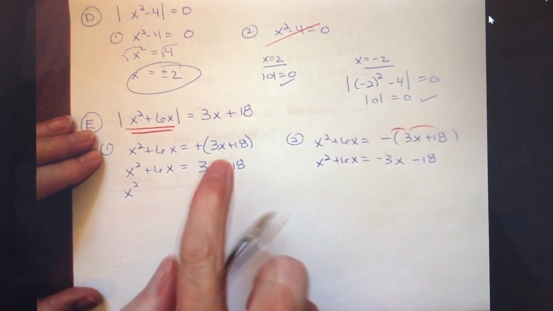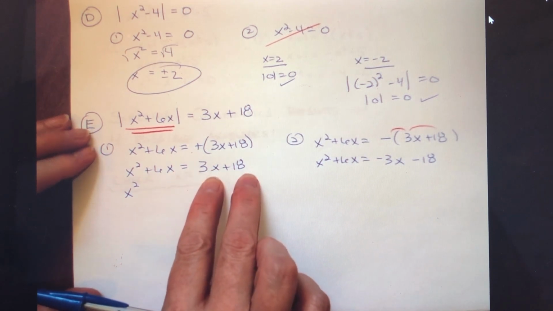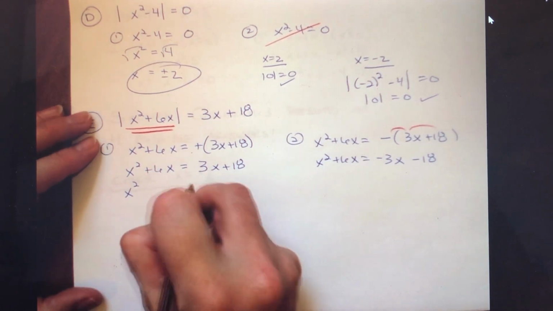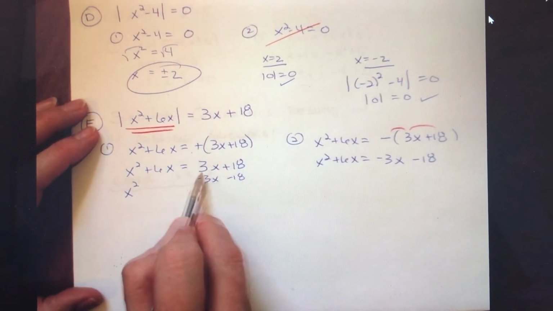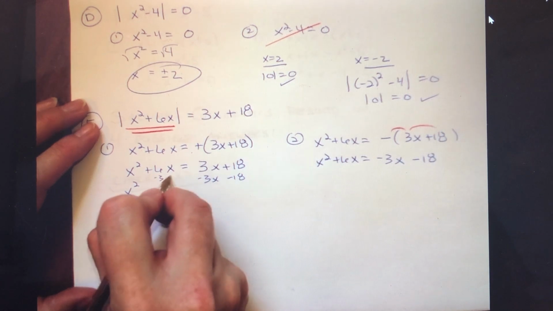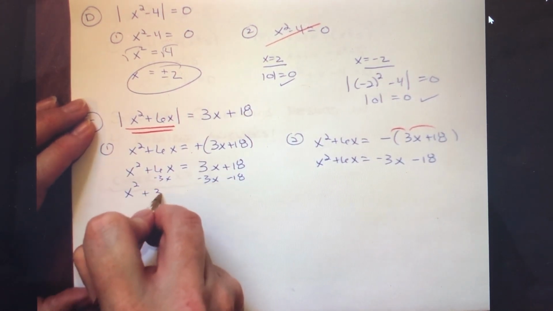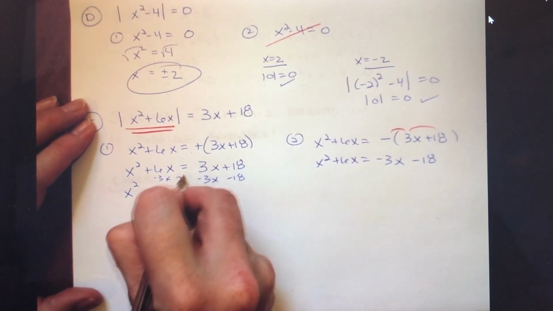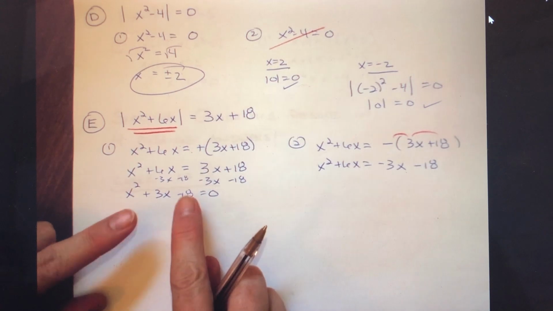So I need to move these two terms over. So I'm going to subtract 3x and subtract 18. And when I do that, I'll write that in. By subtracting 3x from both sides, I actually have a minus 3x right here. So I will get x squared plus 3x, and then I also have the minus 18. Sorry, that's a little crowded. But this is the quadratic that I need to go solve here.